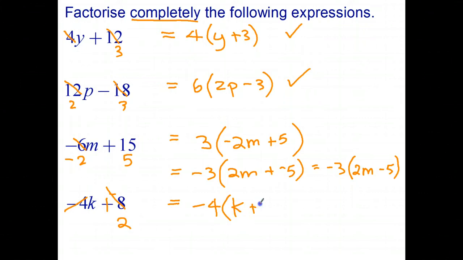And of course, we'd better check that. In fact, I better check this one first. 3 times -2m is -6m. 3 times 5 is 15. -4 times k, -4k. -4 times 2 is plus -8, which is the same as subtract 8. So both of those check. Okay, we're getting close to the end.